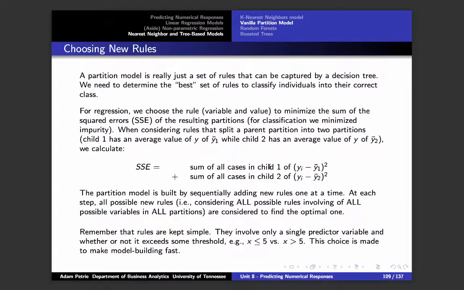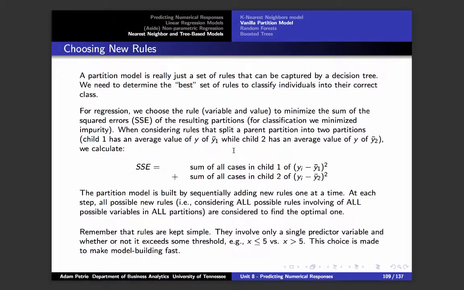All right, let's revisit very quickly how we choose new rules to add to the tree. Remember, we add in one rule at a time. We start out with one big mega partition, then split it into two, then choose one of those child partitions, split it into two, choose one of the partitions that exist right now, split it into two. Keep going, keep adding new rules, keep growing the tree until we're done. How do we know what the best rule is to add to the tree? Well, it's going to be the one that makes the resulting child partitions as uniform as possible.